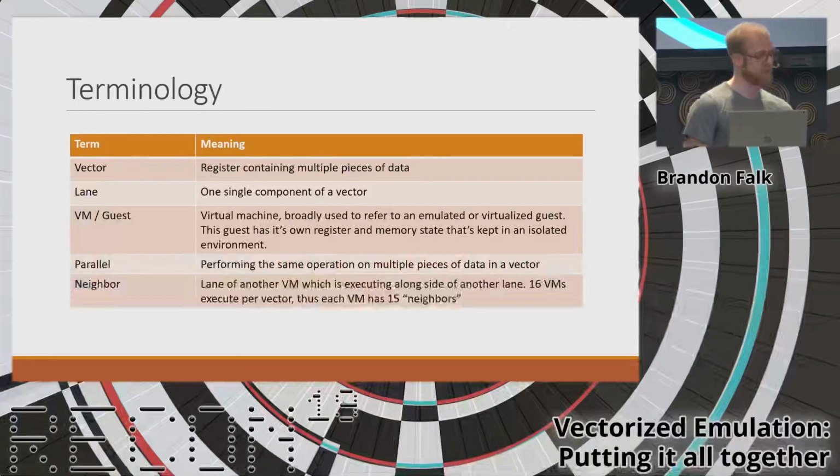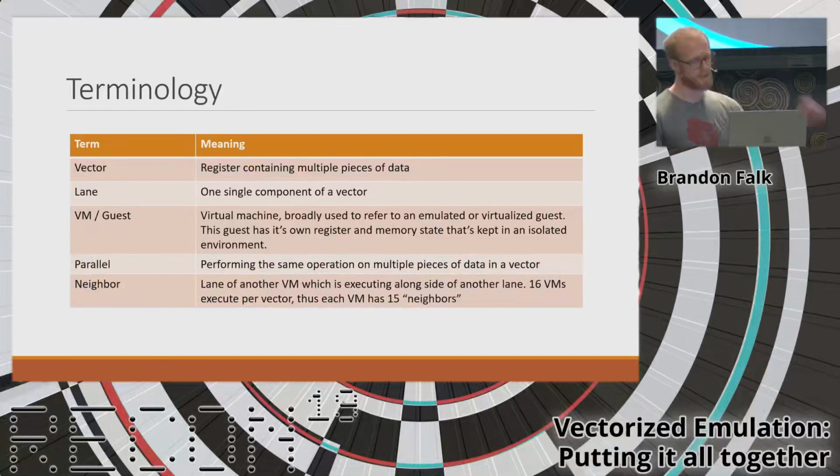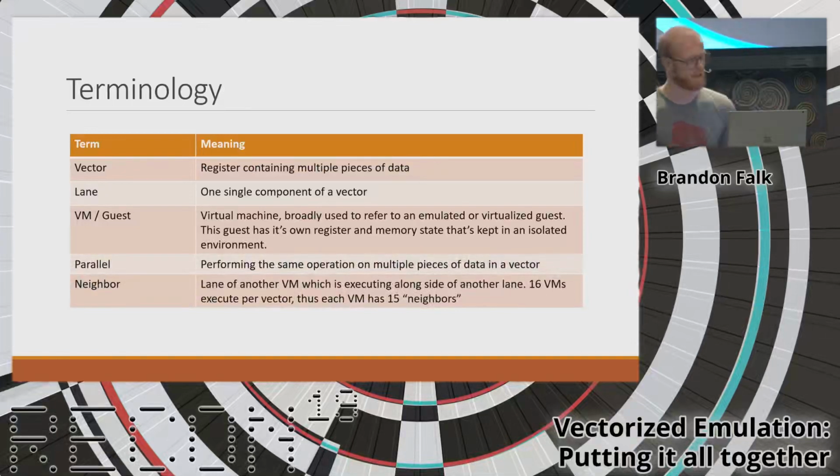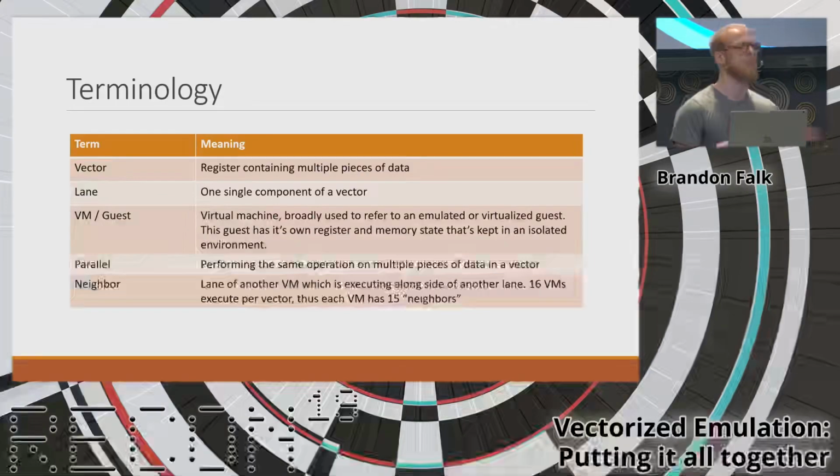In this case, some of the things we'll be talking about is vectors. We'll go a little bit more into what those mean, but it's a register that contains multiple different pieces of data, split up. A lane is a single piece of that data in a vector. The VM and guest we talked about. Parallel is running multiple of these things together or performing an operation on this data in parallel. And then a neighbor, which is a weird concept that we'll hit on later, which is the other lanes of the vector that you're in. So if you are lane 0, it's the other 15 lanes in that vector.